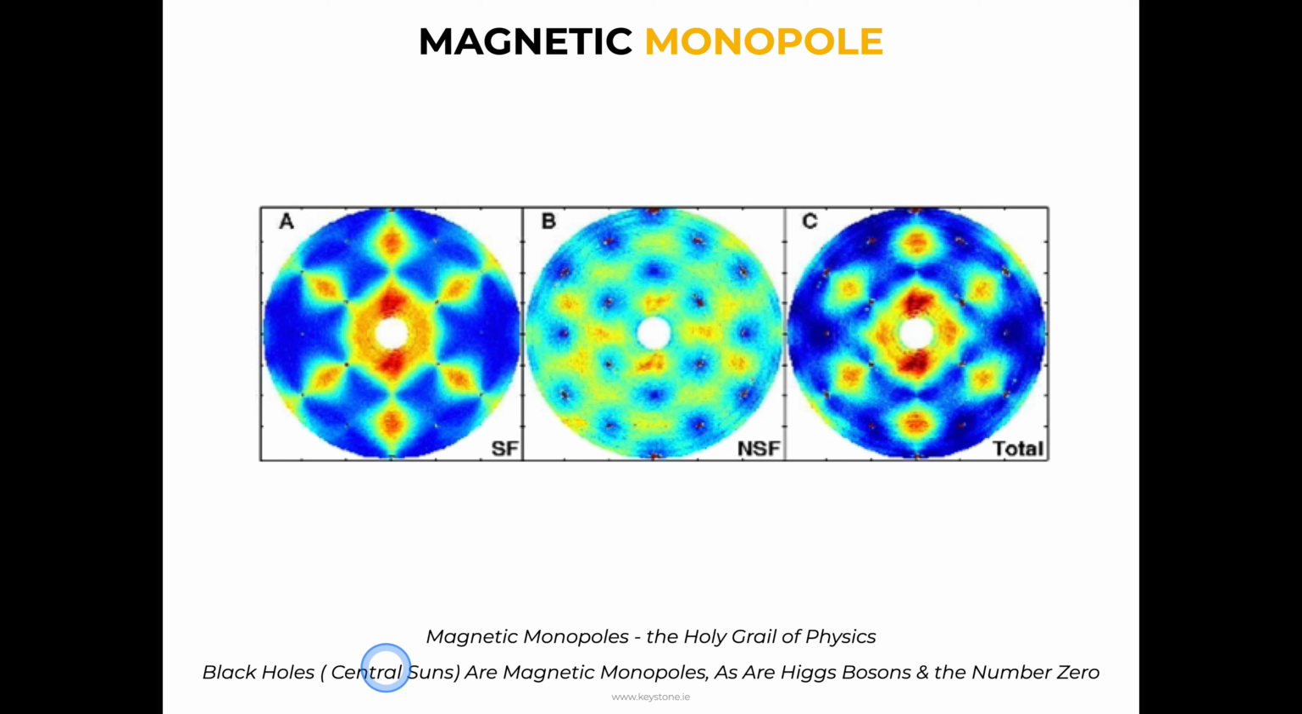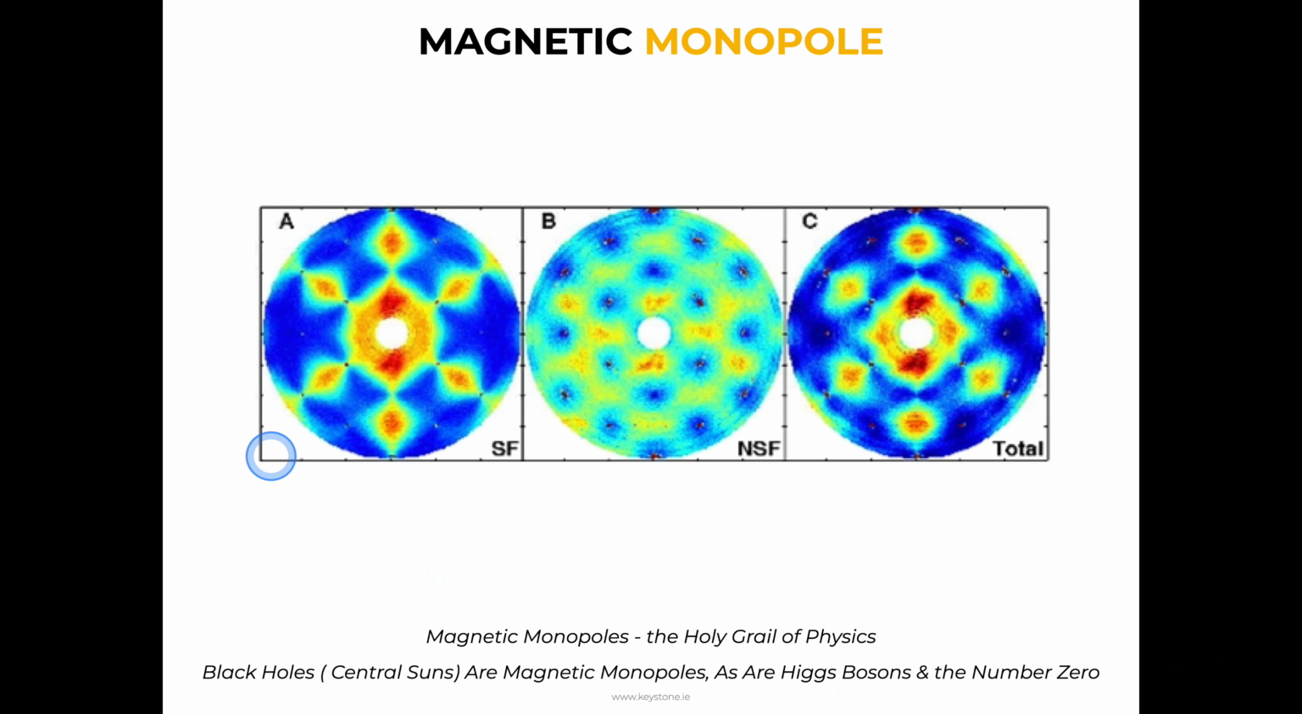I'm saying that black holes, which are also called central suns, so basically it's a central sun or a black hole at the very center of a galaxy. In the same way as we have a sun in the center of a solar system, a black hole is in the center of each galaxy. So black holes are magnetic monopoles, as are the Higgs boson, 0 point, and the number 0. I'm saying that all three of them are magnetic monopoles. Black hole, infinitely large. Higgs boson, infinitely small. The number 0, the equal opposite of infinity, the source.